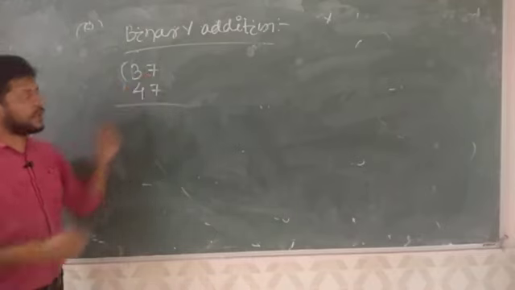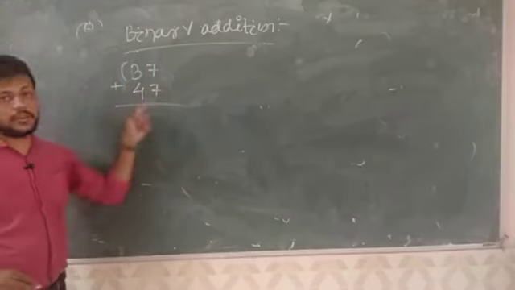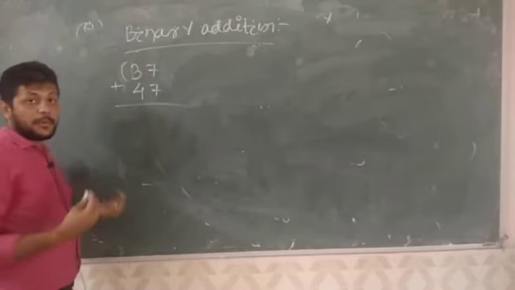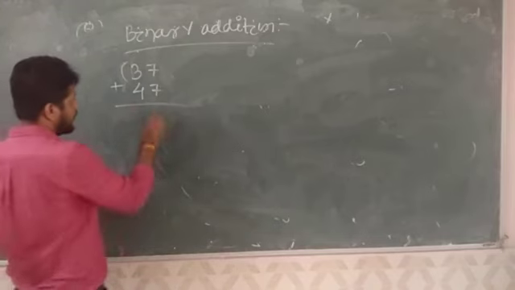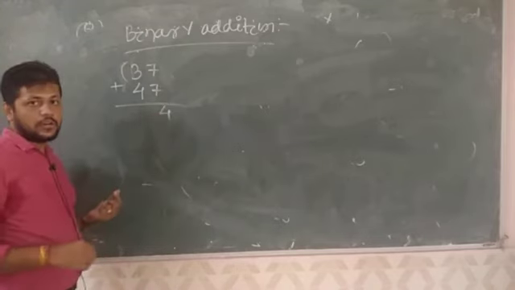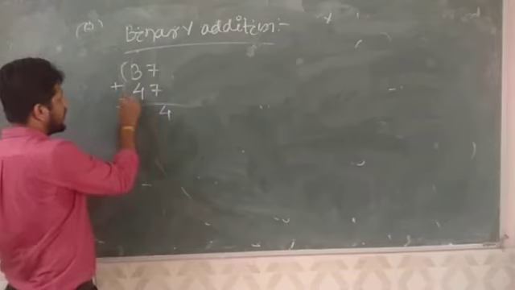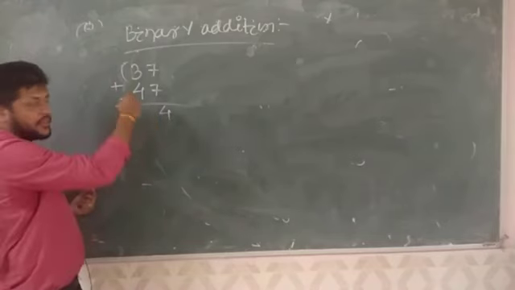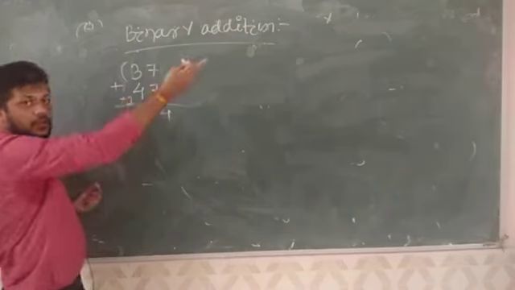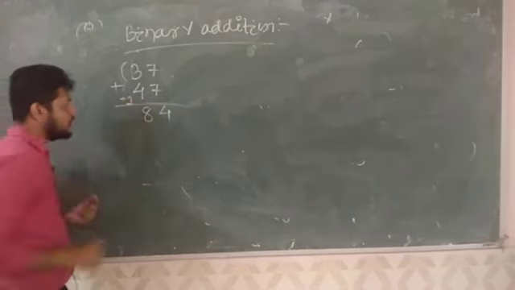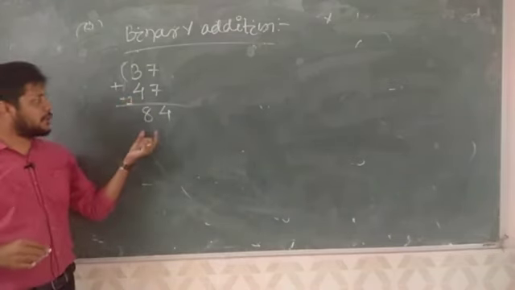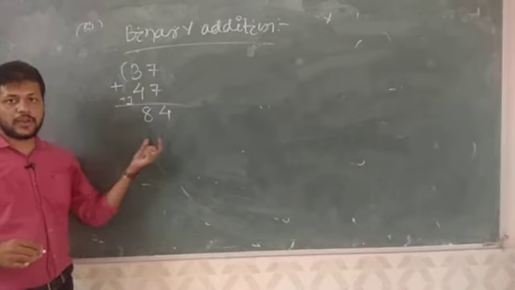7 plus 7 means 14. You keep 4 and take 1 as the carry. Then this 1 is added with the corresponding left side numbers, 4 plus 3, and the remaining 1, that is 8. So decimal is giving you 84. This is the way you are adding.